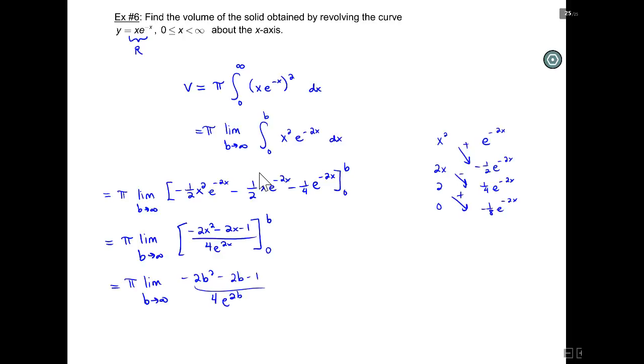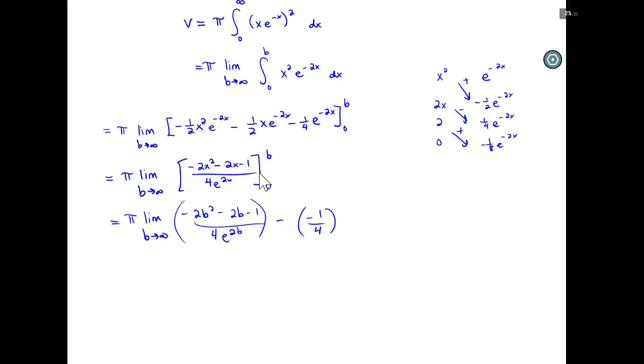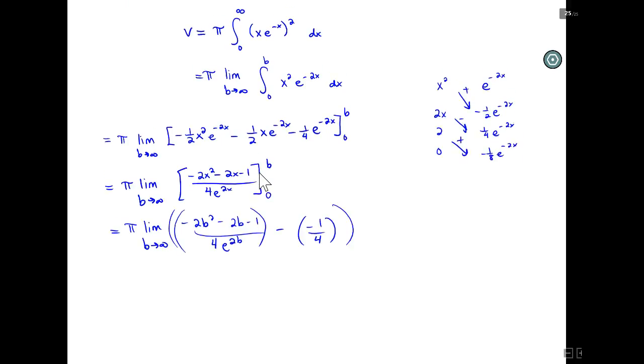And then, of course, if we plug in 0, let's see what we get. Well, we get negative 1 over 4 on the bottom. So all of this in that first fraction, as b goes to infinity, this whole thing is going to go to 0. So we get pi, and that'll be a positive 1/4. So we get pi over 4.